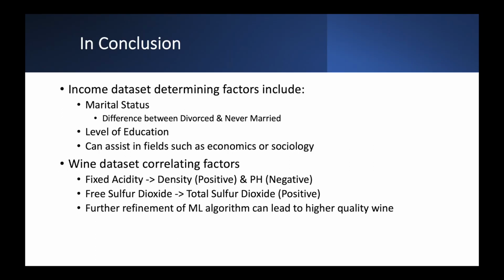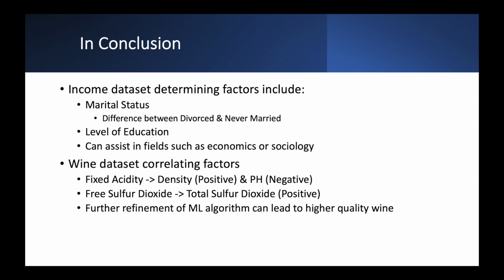From these datasets, we can come to a few conclusions. In terms of the income dataset, the major determining factors for whether someone made above or below $50,000 a year were their marital status and their level of education. With regard to the marital status, there was actually a difference between people who were divorced and people that were never married. This may be due to divorced people having to make alimony payments or other costs related to raising a child while living in a single-income household.